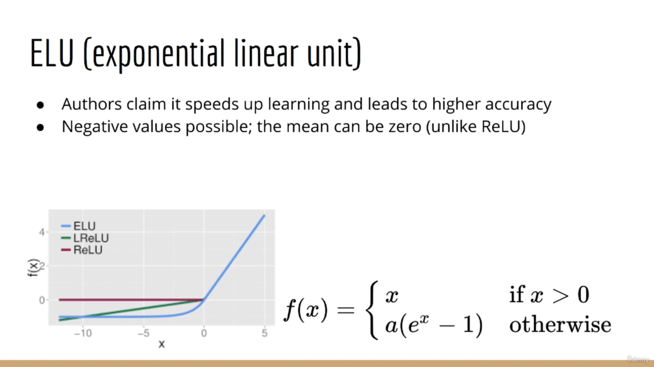There are other options as well, such as the ELU, or exponential linear unit, which has a more steadily decreasing value on the left side. The authors claim that this activation function speeds up learning and leads to higher accuracy than the ReLU. One interesting aspect of the ELU is that it allows its outputs to be negative, which goes back to the idea that we like the mean of the values to be close to 0.